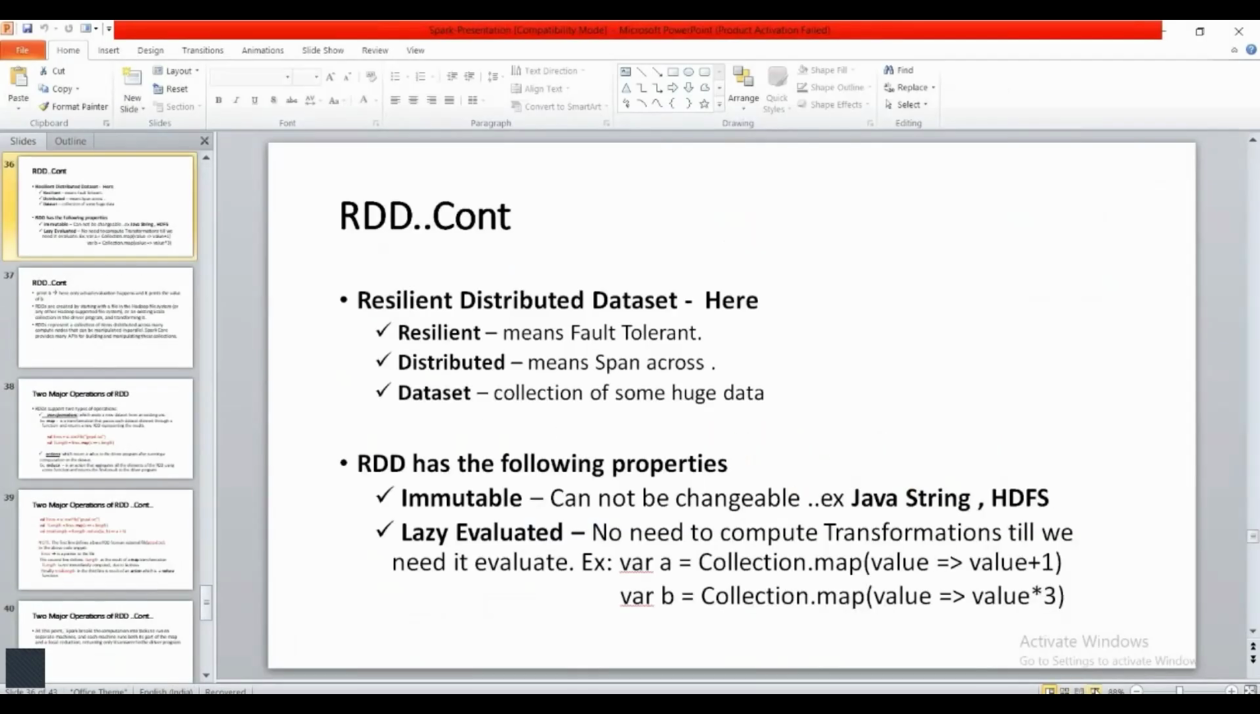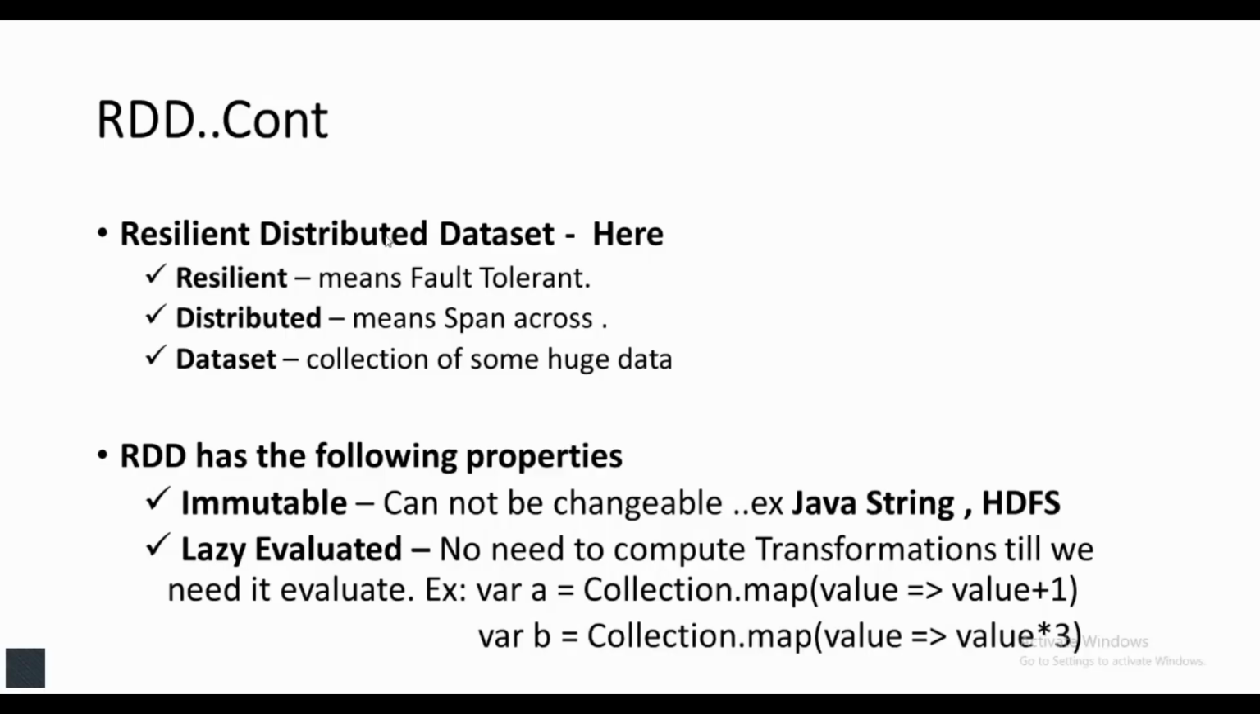Please take down this point. The full form of RDD is resilient distributed dataset. What do you mean by resilient? Fault tolerant. Just now, somebody asked a question: if the node is crashed or down, how do we make sure the data is not lost? Otherwise, what is the meaning of continuous processing? That is why resilient stands for fault tolerant. If any node suddenly crashes or goes down, we still do not stop the processing. That is the exact meaning of resilient. By nature, Spark provides fault tolerance. You need not do anything.